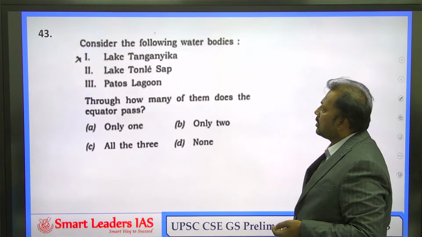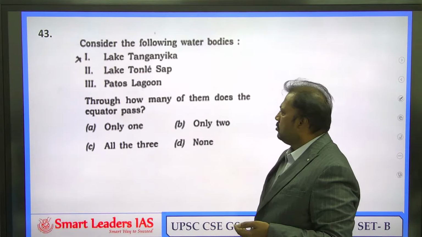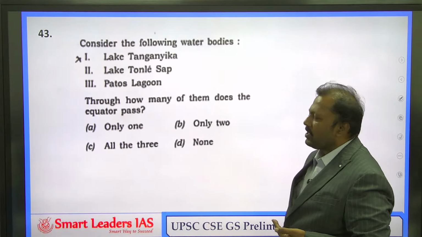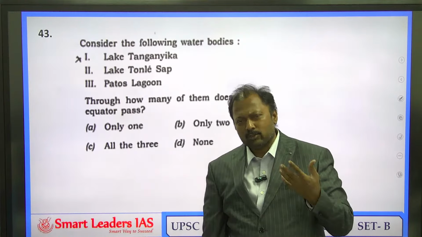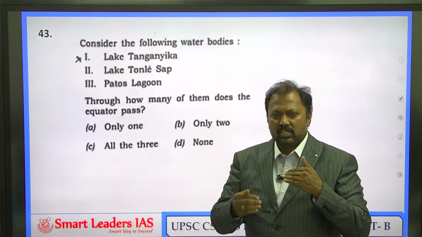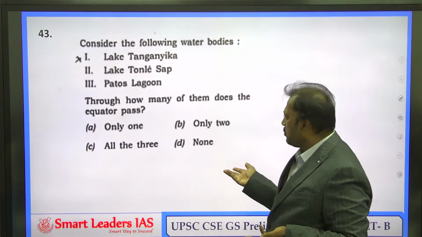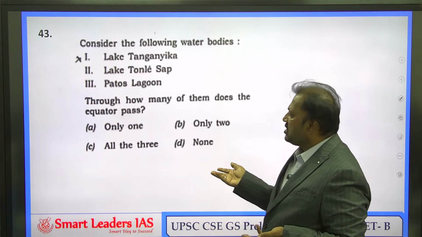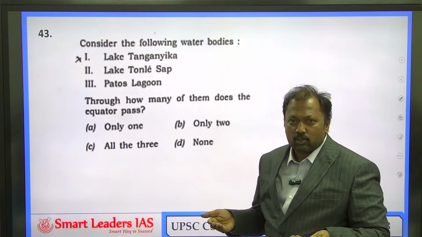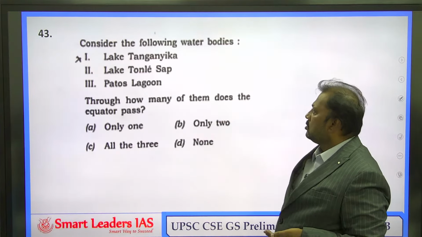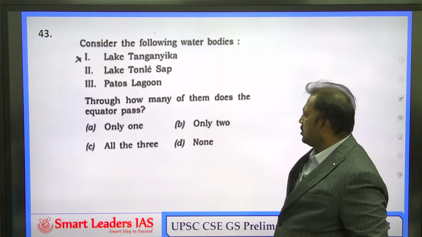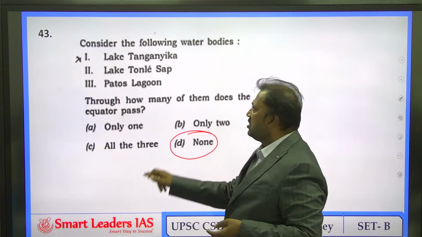Next, consider the following water bodies. How many of them does the equator pass through? Sometimes questions come on what the equator passes through, which countries, seas, etc. This time they have given lakes. If you look into the map, this is a factual question. The equator doesn't pass through any of the lakes which are given. So the answer is none. Answer is D. 43 is D.